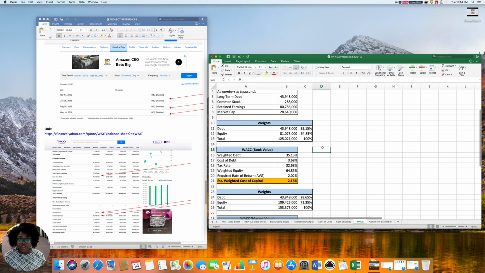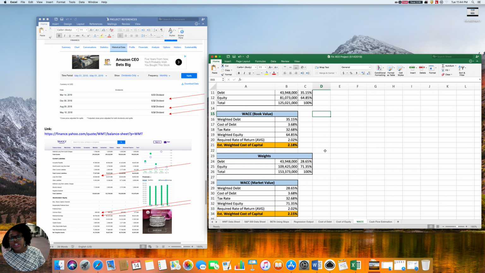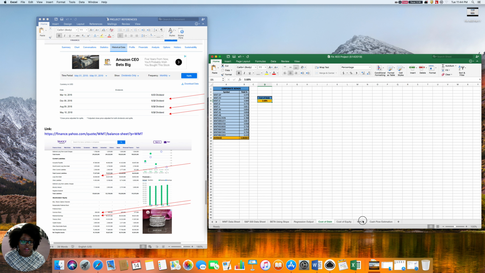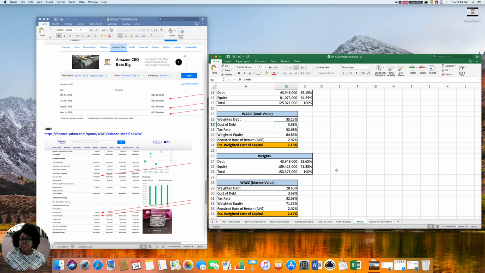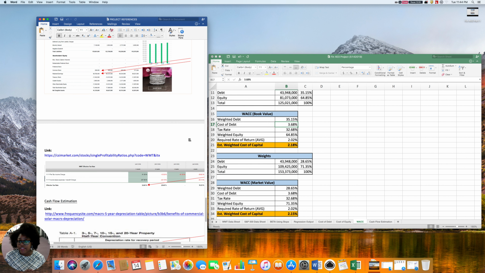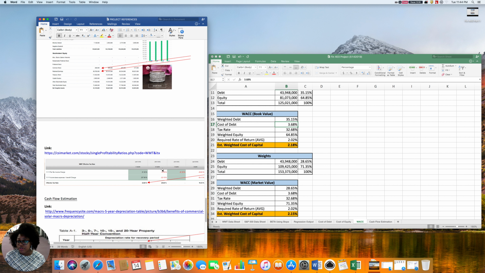And so when we come here to get our weighted cost of capital for the book value, you see that I use the same information. The weighted debt was 35, and then remember the cost of debt from our other sheet, the cost of debt that we already did from this sheet over here. We see that the tax rate is 32.68, and I got that from the CSI market, and there were some, I guess, articles about how they're getting around not getting a higher tax bracket, but they're at 32.68%.